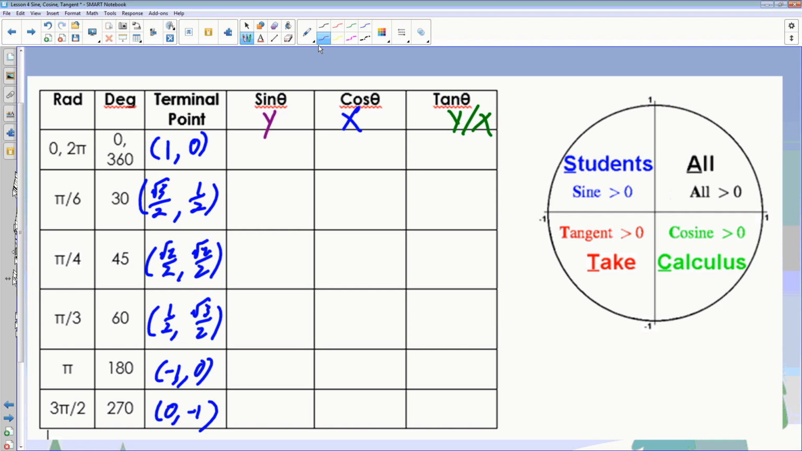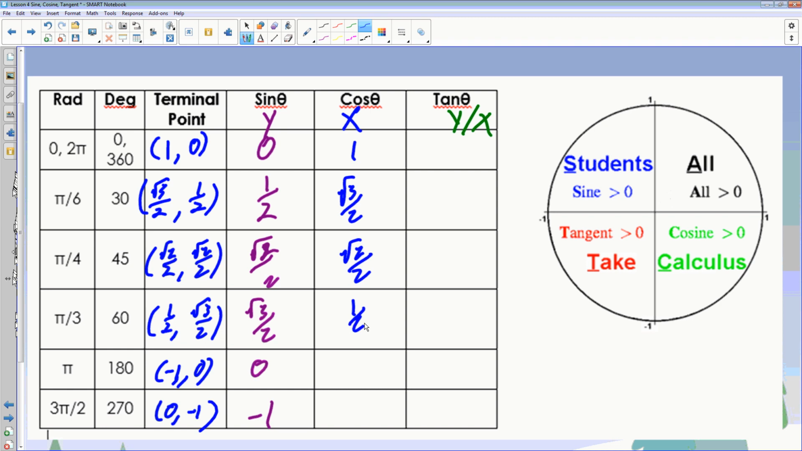So if we're just doing sine, that's just our y values, I'm literally just copying down my y values that I see over here on the left. Root 2 over 2. That's root 3 over 2. That's 0. That's -1. All right. My cosine, I'm just copying down the x's. So 1, root 3 over 2, root 2 over 2, 1/2, -1, 0.